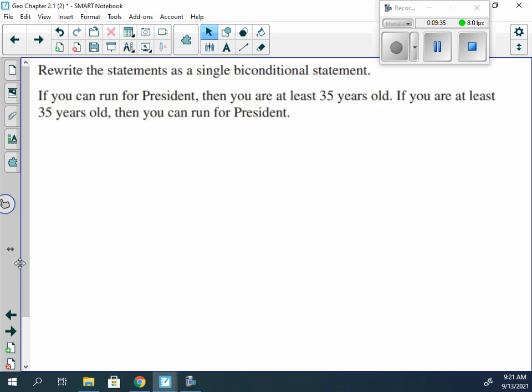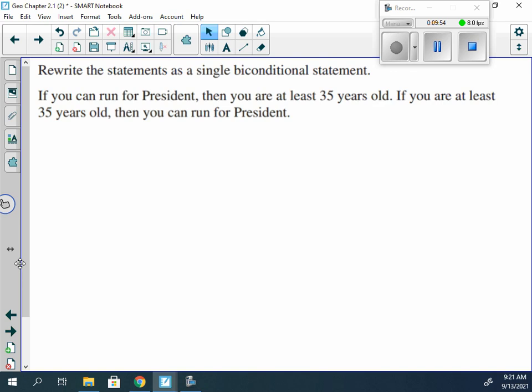Well, does this statement work both ways? If you can run for president, then you're at least 35 years old. If you're at least 35 years old, then you can run for president. Well, yes, that works both ways because according to the U.S. Constitution, I believe it's the Constitution, you have to be at least 35 years old to run for president.